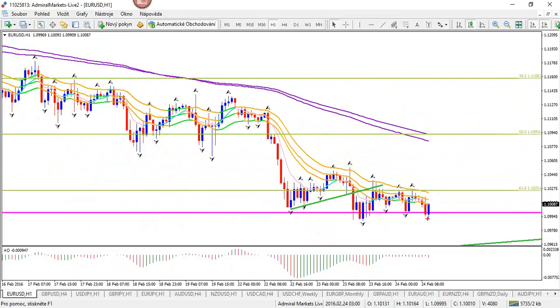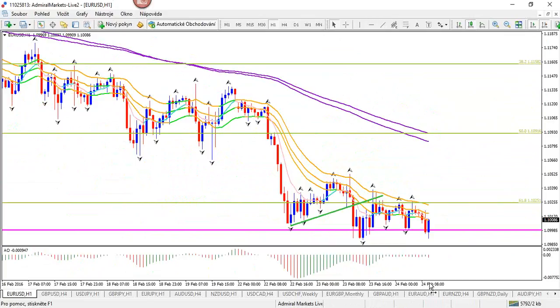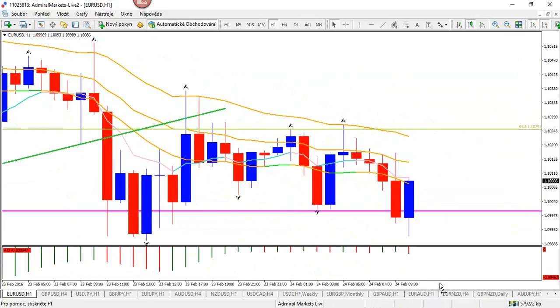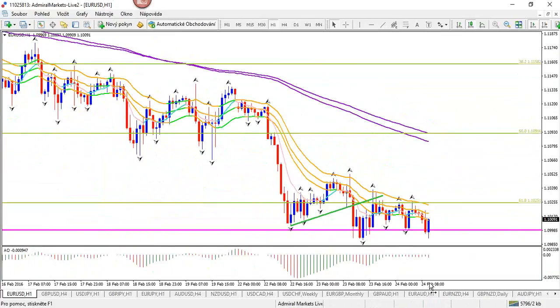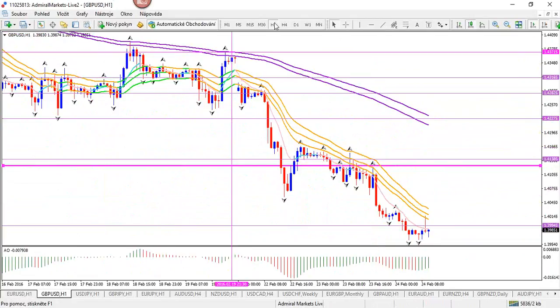This could be a hook back already. We did push through this bottom. It could be a short, but I still will wait. I don't like this entire choppiness, so I'm not a big fan of this euro dollar. But the pound USD, let's see. Oh yeah, that's a matter of trade management too. Dollar yen too.